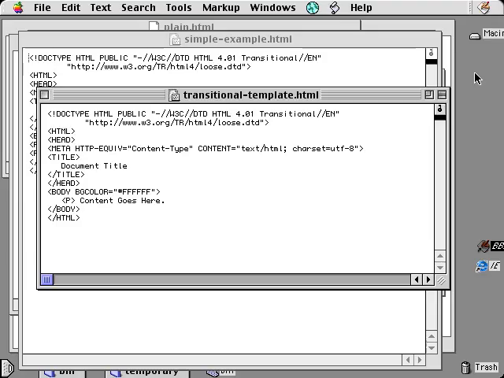What is HTML? HTML stands for Hypertext Markup Language. Even though hypertext is technically one word, they gave it two letters. I guess they thought it was important.